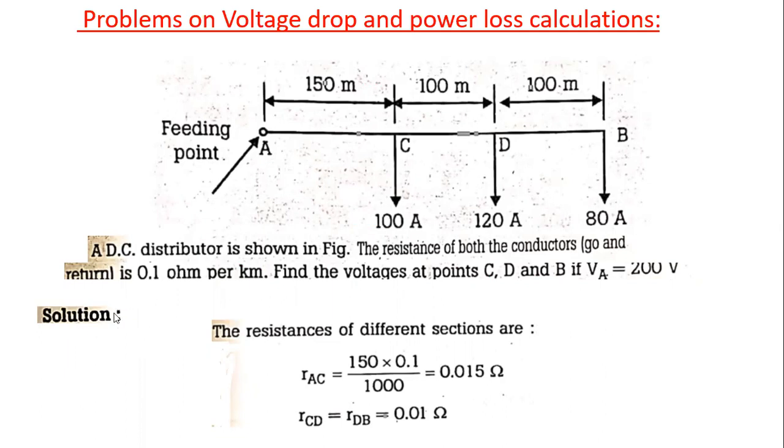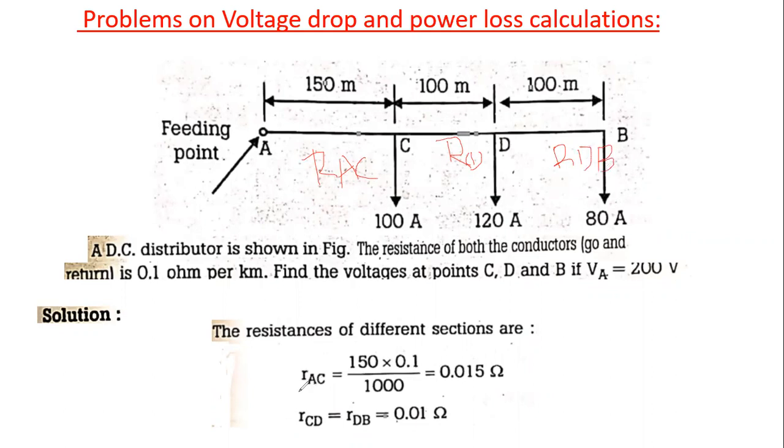Next, coming to the solution. First we find the resistance of the different sections. First we find the resistance of section AC, that is RAC. Next we find the resistance of section CD, and next the resistance of section DB.